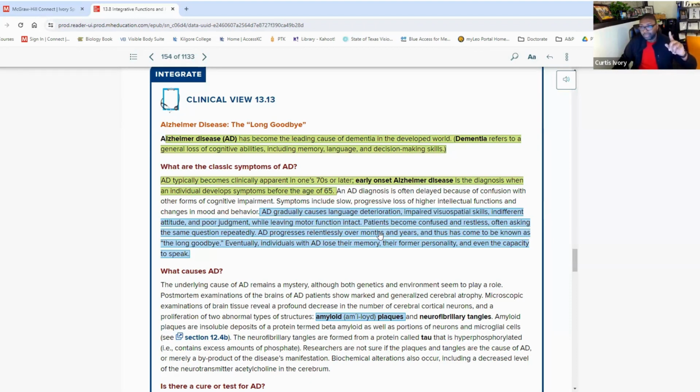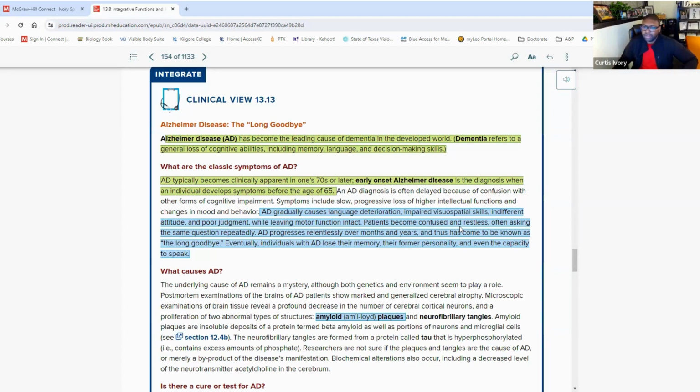Sometimes people who have things like Parkinson's and things of that nature have issues, like if they are able to get to the toilet, they have a hard time getting off the toilet, kind of thing. However, Alzheimer's is called the long goodbye because it's a very slow process.